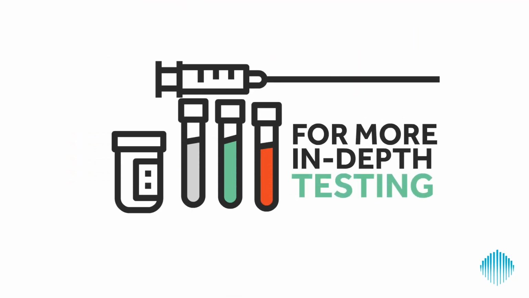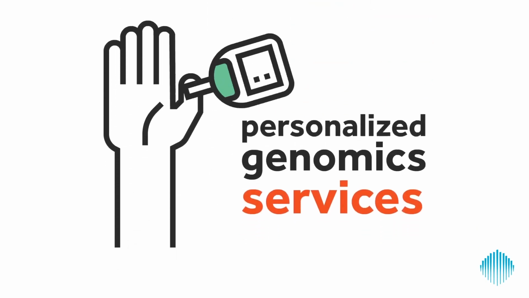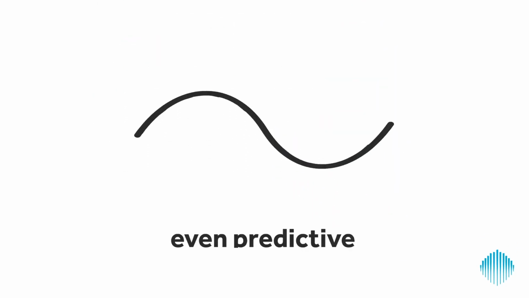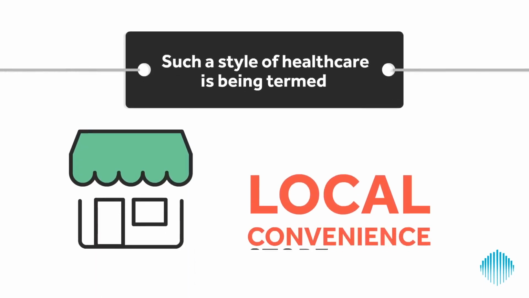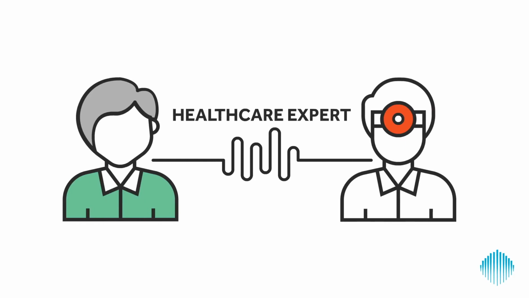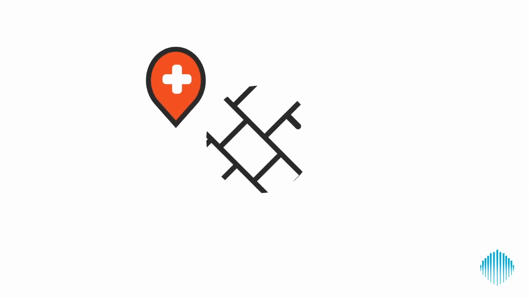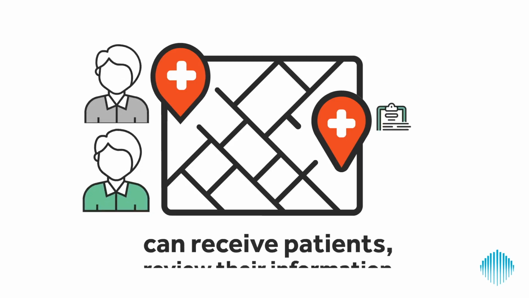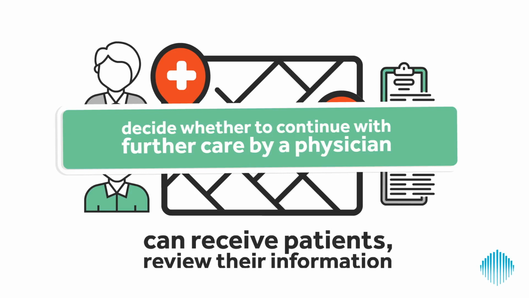For more in-depth testing, patients could also decide to use home kits for personalized genomic services, blood and other biomarker testing, environmental testing, and even predictive biosimulation. Such a style of healthcare is being termed local convenience store. For those who choose to consult a healthcare expert, a number of options may arise that redirect the patients away from the hospital. Retail outlets in common city centers and clinics in remote locations can receive patients, review their information, and decide whether to continue with further care by a physician.